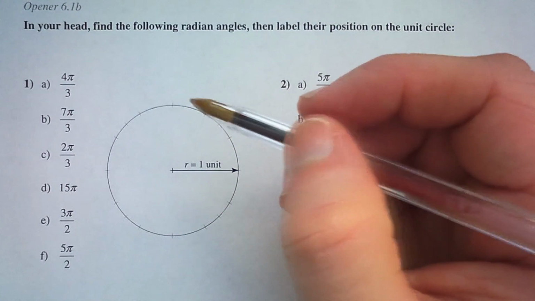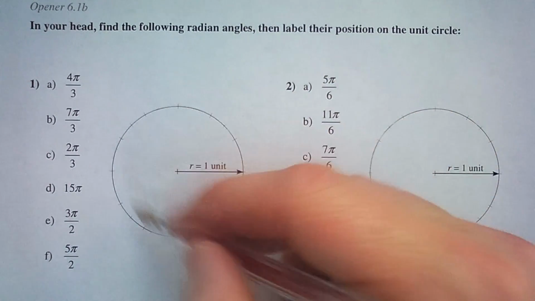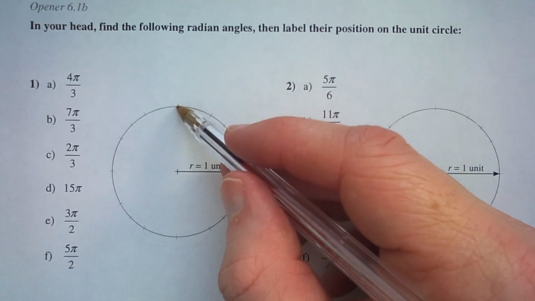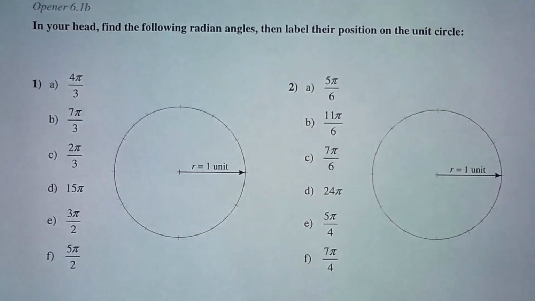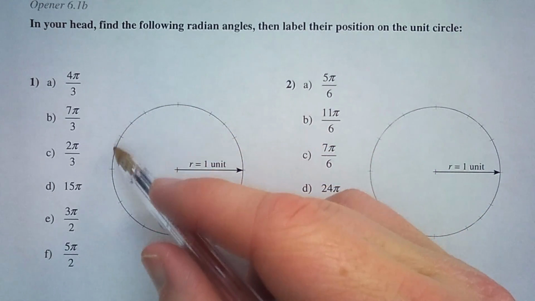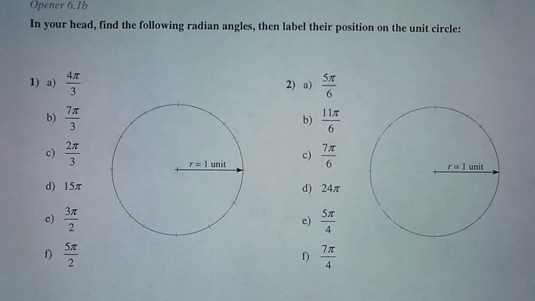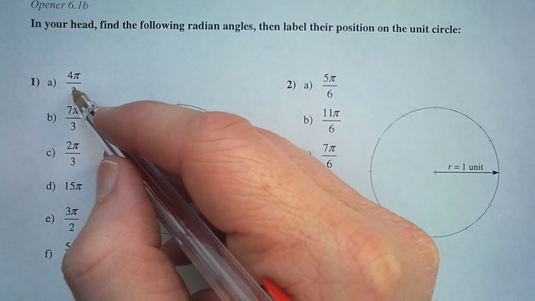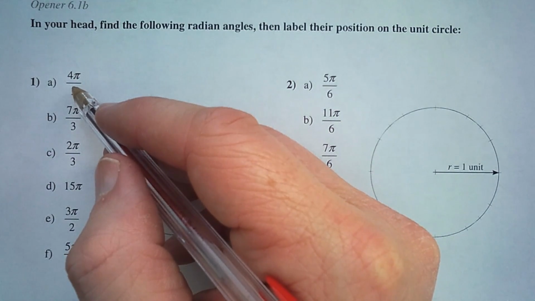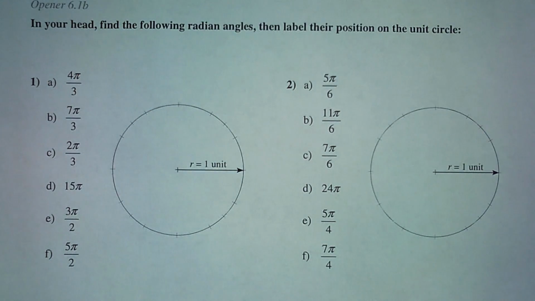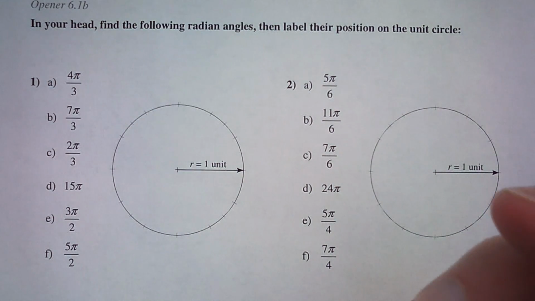In a previous lesson, we talked about counting around the unit circle: 1/6, 2/6, 3/6, 4/6, 5/6. We also did fourths: 1/4, 2/4, 3/4, 4/4, and so on. Okay, so we're going to find 4 pi over 3. Now you can count by thirds if you want to. There's a way to do that, but I'm keeping it just to sixths and fourths to keep it simple.